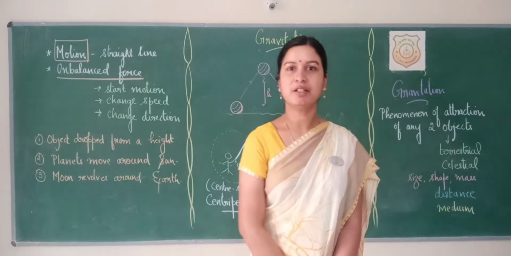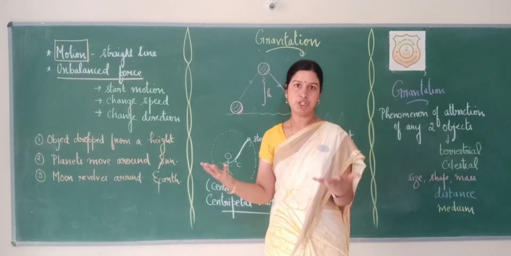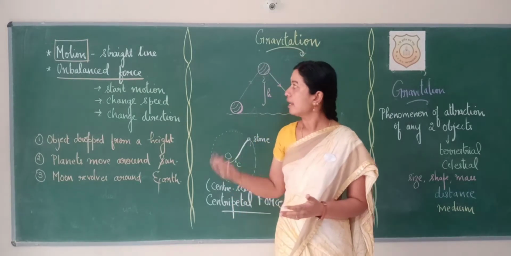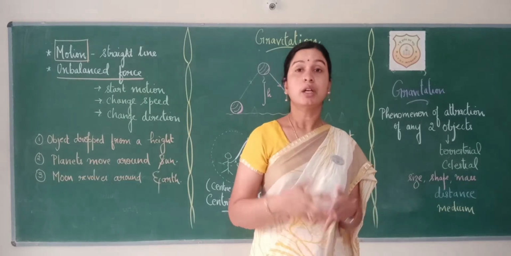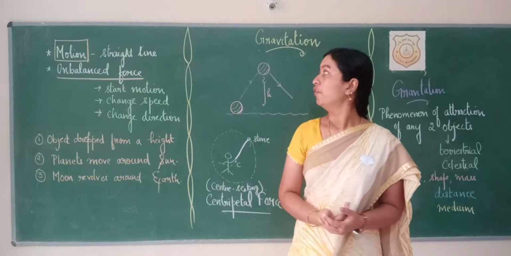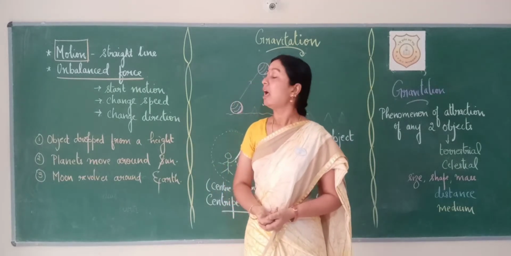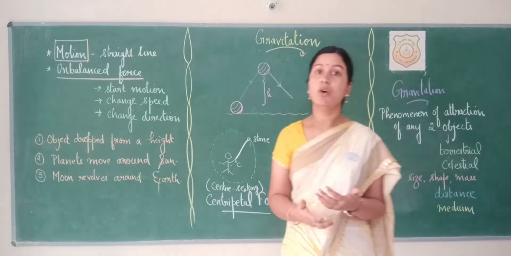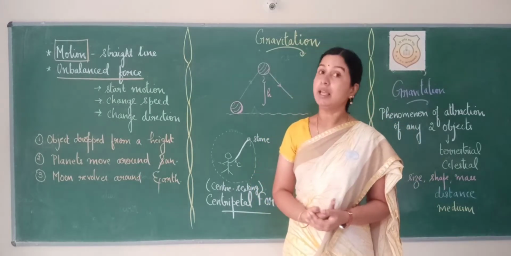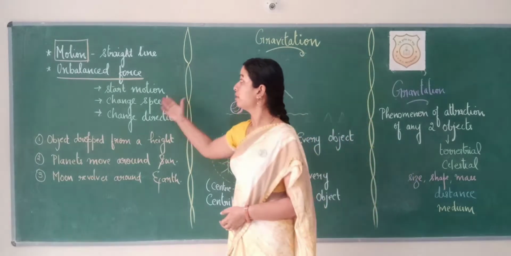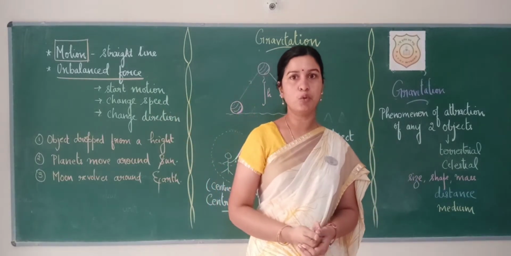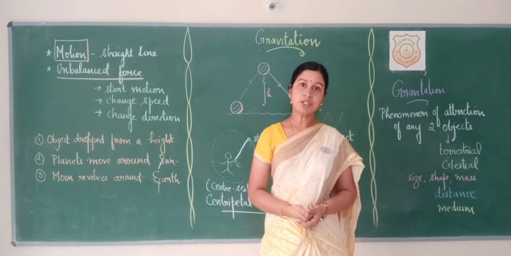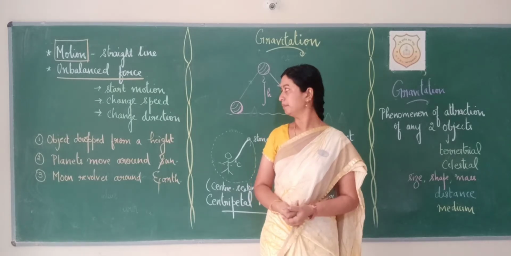In the first chapter, we learned about motion of objects in a straight line. And in the next chapter, we learned about the causes of motion. We also saw that an unbalanced force is required to start motion of a stationary object. Again, an unbalanced force is required to change the speed of a moving object. And this force is also required to change the direction of a moving object.